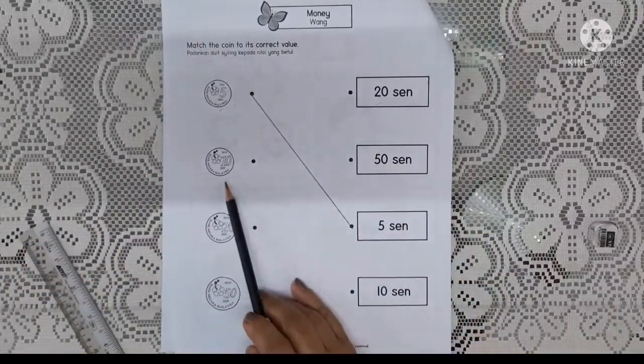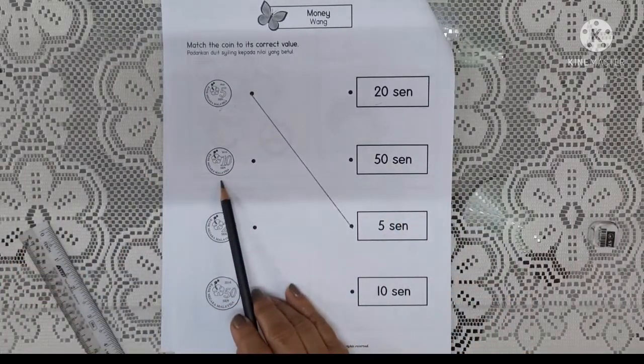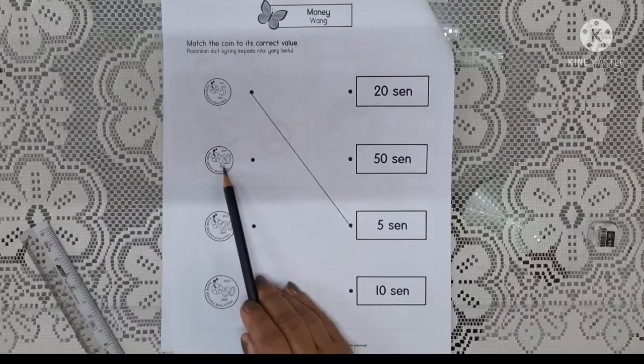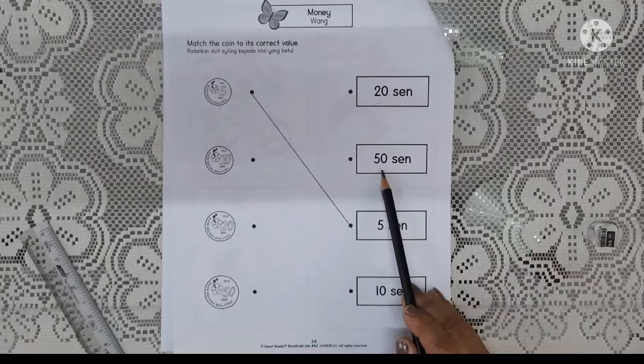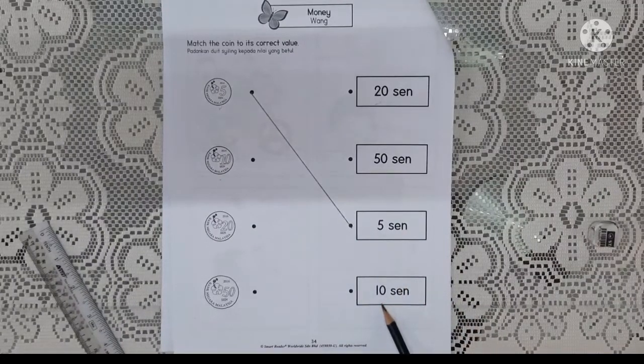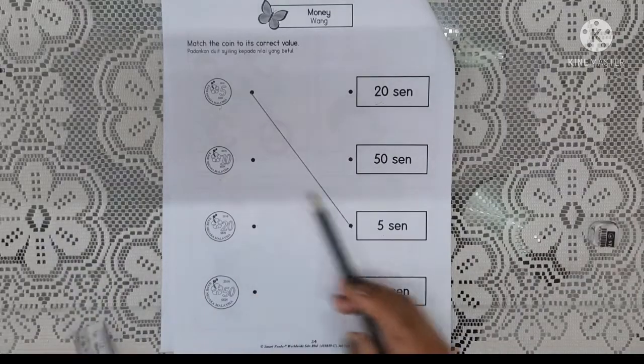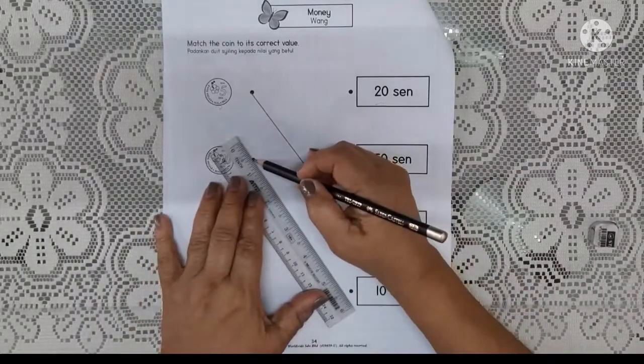The next one. 10 cents. Is this 10? No. Is this 10? No. Is this 10? Yes. Yes. 10. 10. So 10 cents. 10 cents. So let's match.